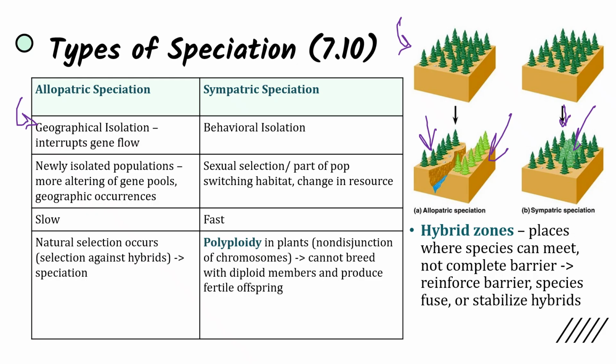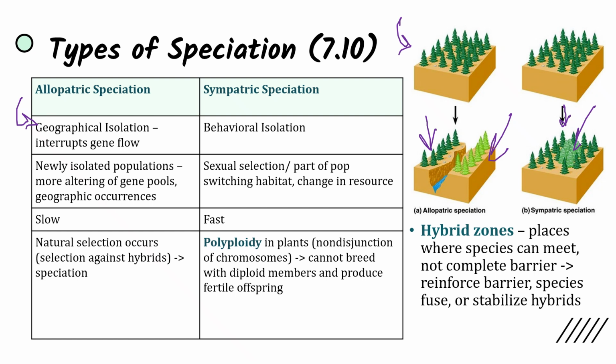And one example is polyploidy in plants, which is when non-disjunction, so chromosomes do not separate during anaphase in meiosis and mitosis. So these non-disjuncted plants cannot breed with diploid members that have the normal amount of chromosomes and cannot produce fertile offspring. So we have reduced hybrid fertility. But there are also hybrid zones, where these are places where species can meet. There isn't a complete reproductive barrier.